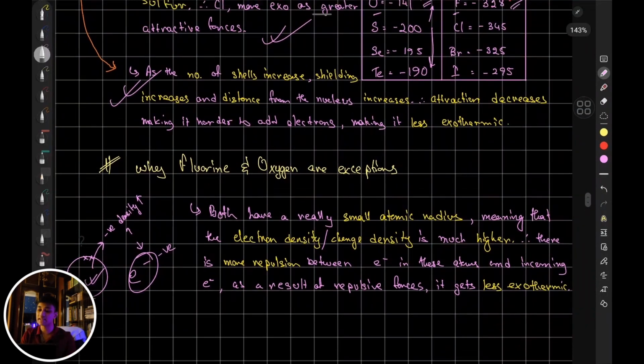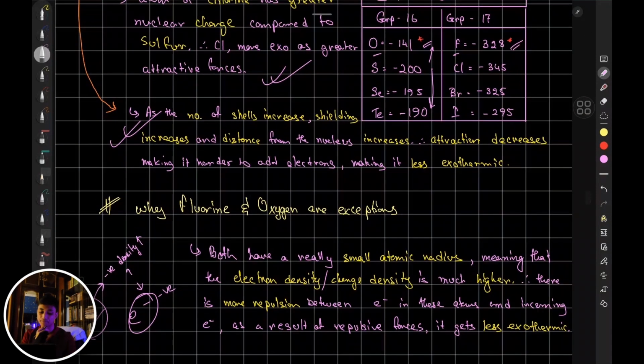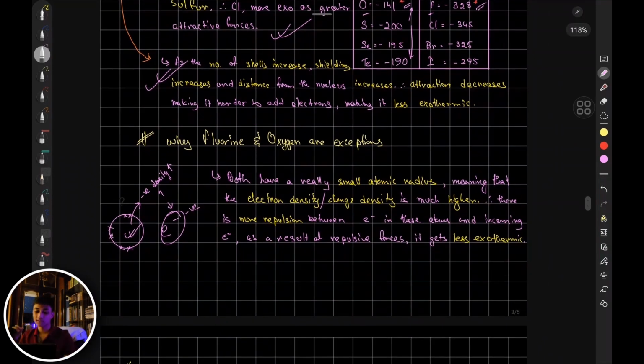But that is not enough to make it an endothermic process, because the atom doesn't have a negative charge. It has greater negative charge density, but that is not the same as having a negative charge. Since it has greater negative charge density, it is harder for it to attract the electron, but it is not impossible. Okay, so again, both fluorine atoms and oxygen atoms have a really small atomic radius, meaning that the electron density or the charge density is much higher. There is also more repulsion between the electrons in these atoms and incoming electrons.